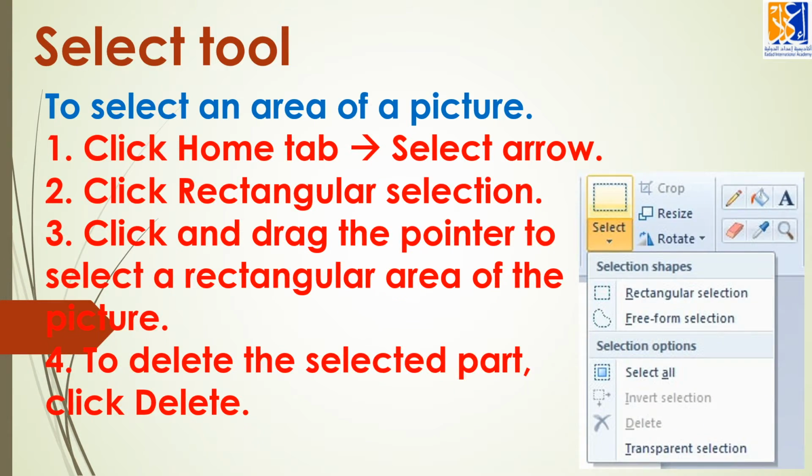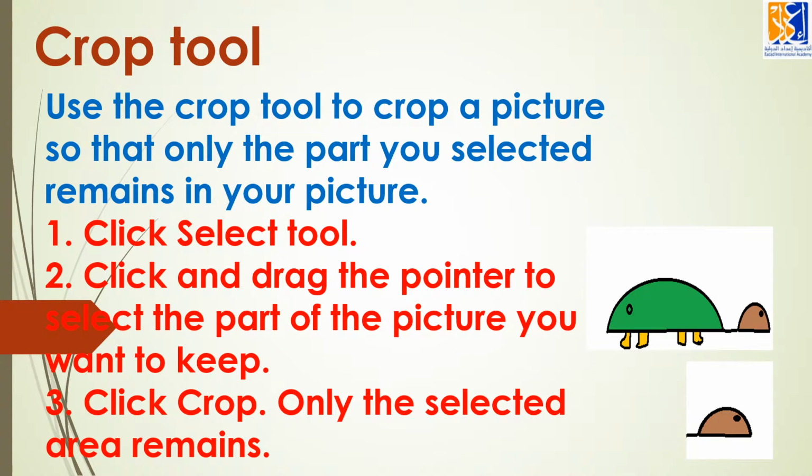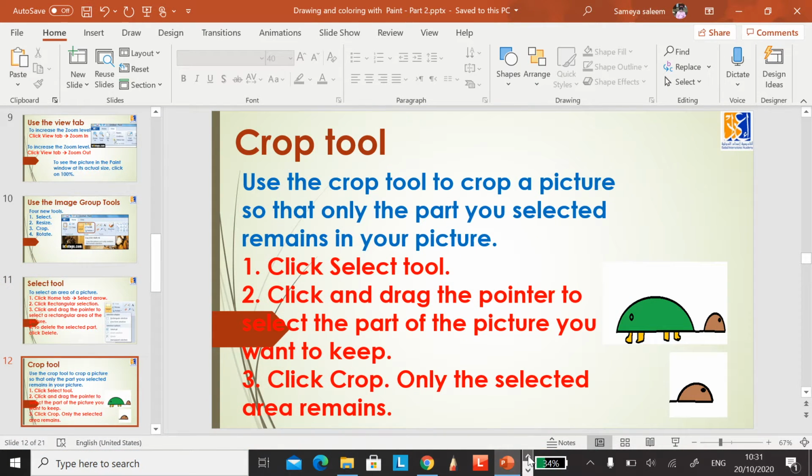Now, next we have the crop tool. Use the crop tool to crop a picture. That's what I have just told you, that after selecting, you can take the picture anywhere you want. Just now I showed you, yes. Click the select tool, click and drag the pointer to select the part of the picture and click crop. Only the selected area will remain. Let me show you this in my Paint.